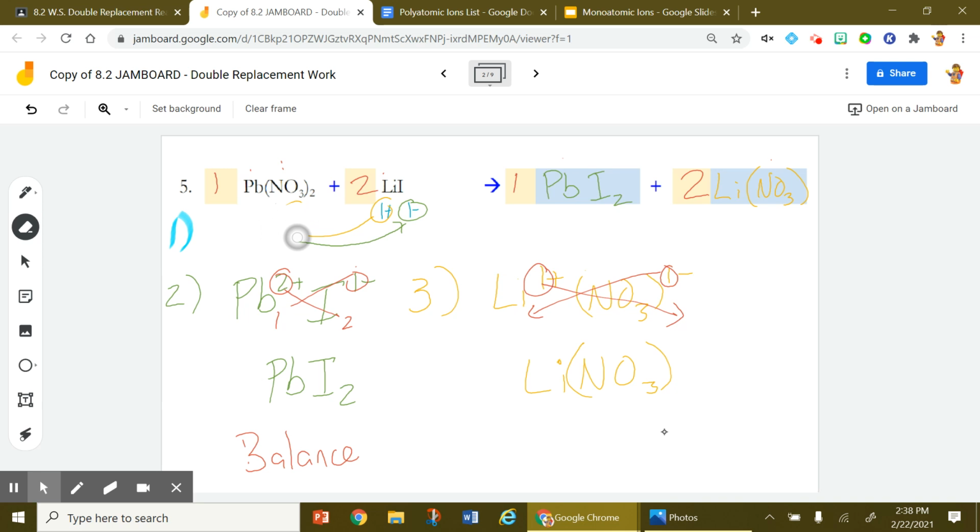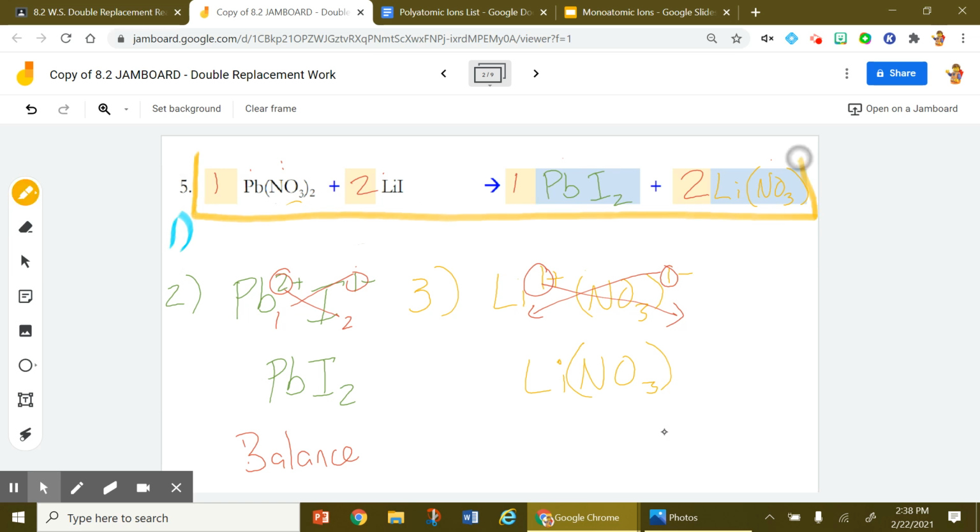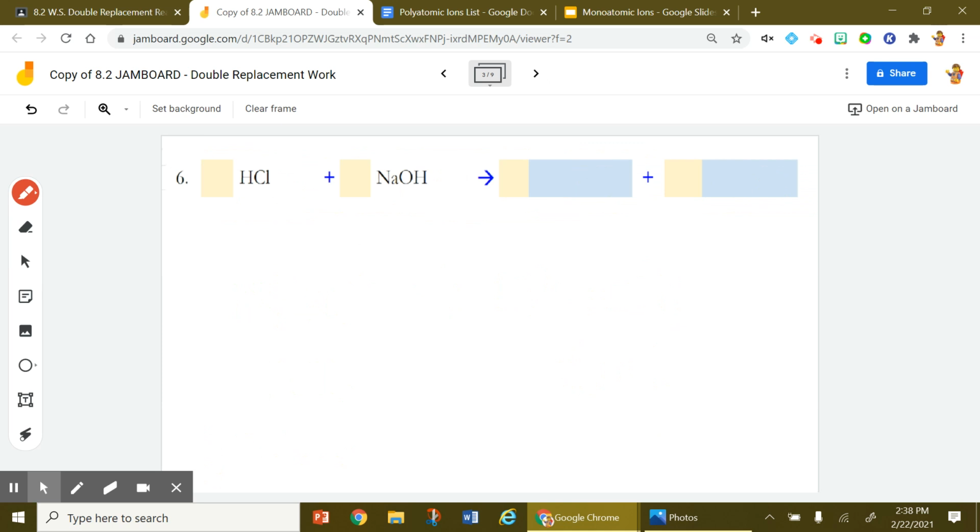So I'm going to just erase all the superfluous stuff here to clean it up a bit. All right, and then I would just be like, hey, yo, I done it. Okay, great. Let's do one more. All right, HCl and NaOH.